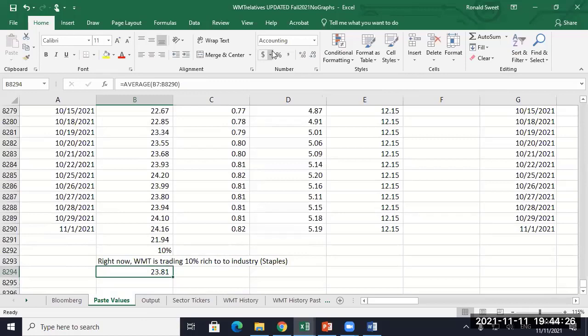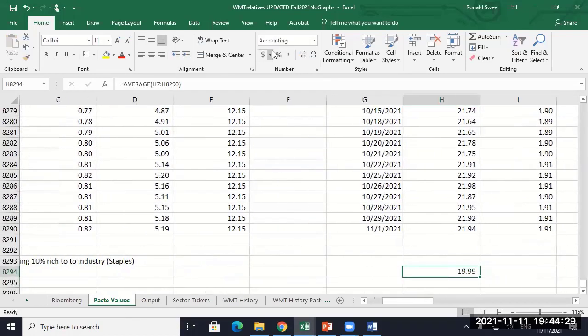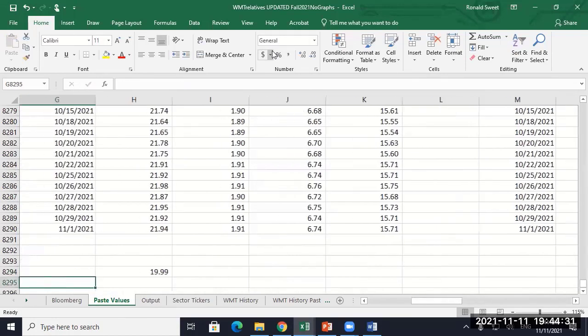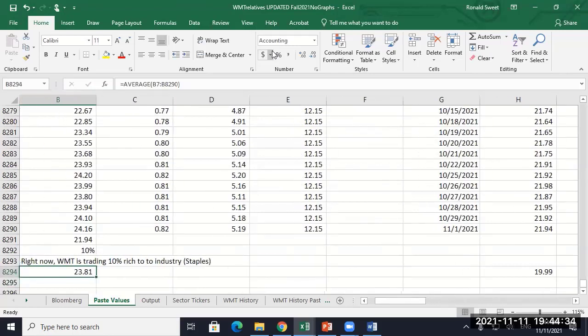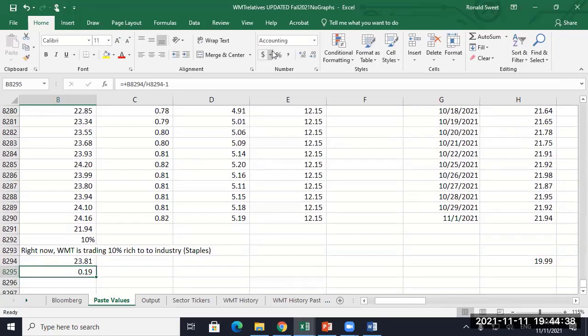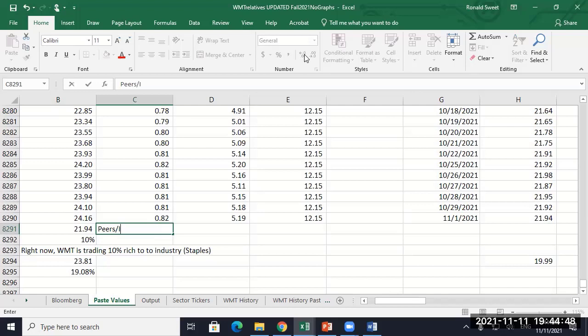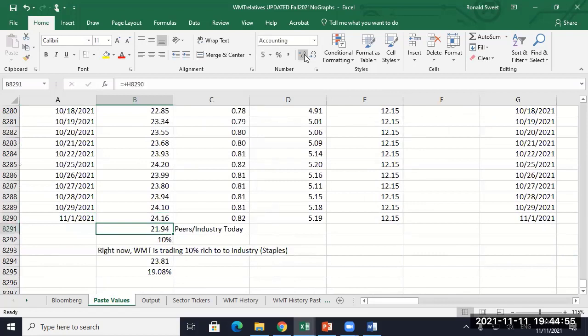Historically, their average has been 23.81, and staples have been 19.99. So historically, they've traded 19%. Sorry, what's the total? 21.94 is the peers, the industry. Today, all right, Walmart's trading at 24.16, their peers are trading at 21.94. So today they're 10% rich to their peers.